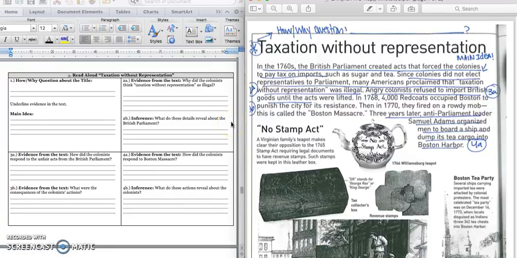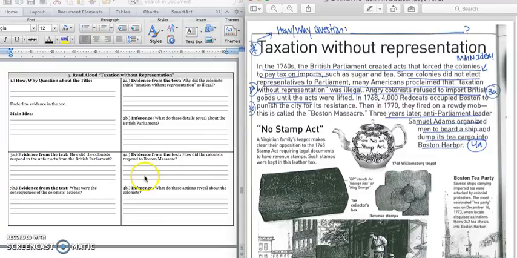It says, what do these details reveal about the British Parliament? And so if the British Parliament made the colonists pay money without giving them their right to vote, which was illegal, we would say that in 2B, these details reveal that the British Parliament was treating the colonists unfairly because they gave other British citizens representation and not the colonists. Press pause to write down your answer and play when you're ready for 3A.